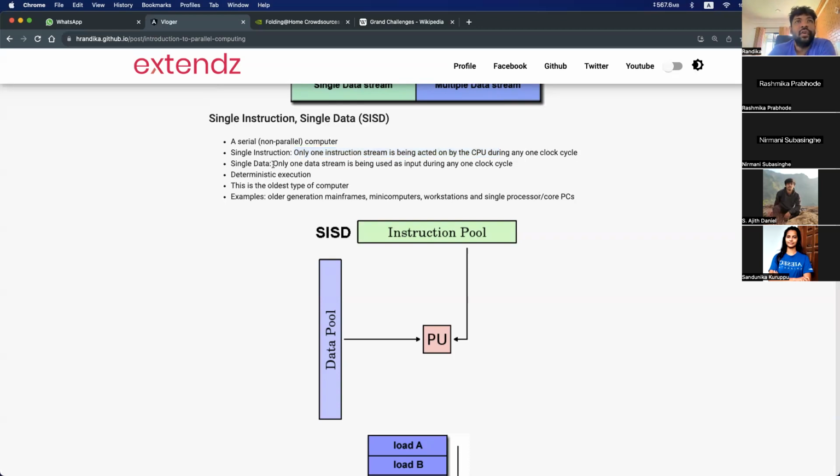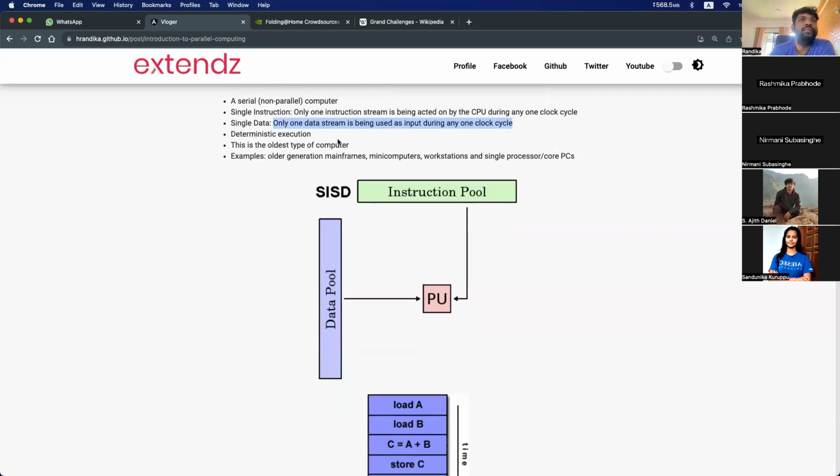The single data means only one data stream is used as the input for the one clock cycle. That means when we are executing the instruction from the instruction pool and from the data, we get only one data stream. We do not have multiple data. So we have only one data pool, one instruction pool. So it's automatically coming in the serial computation.